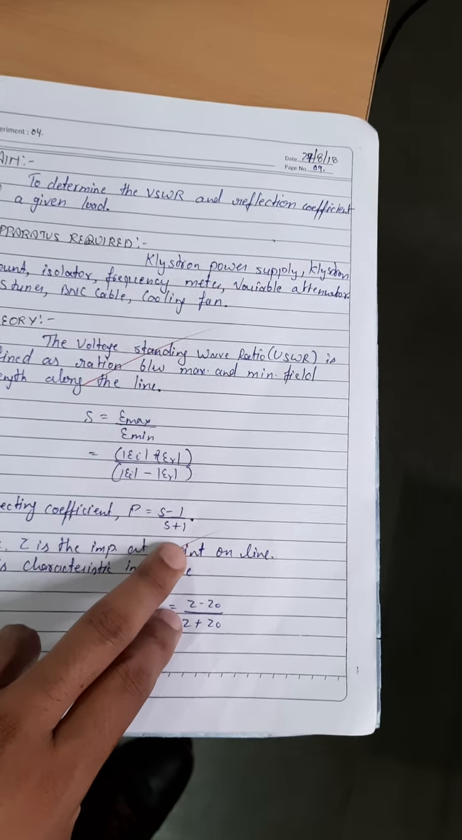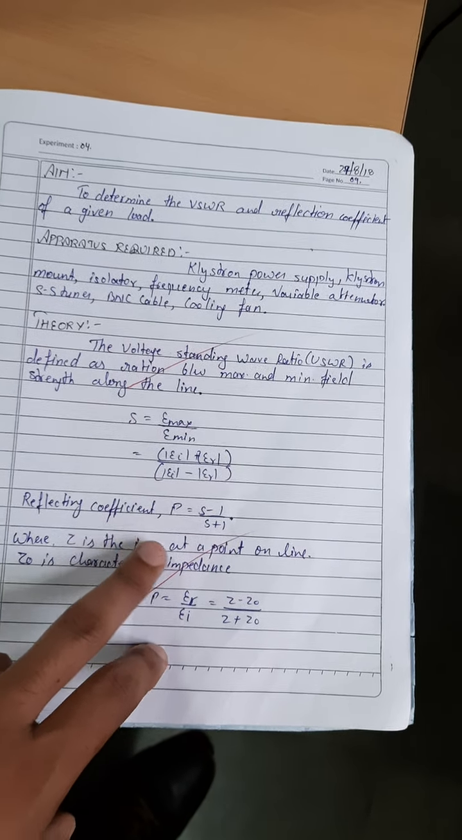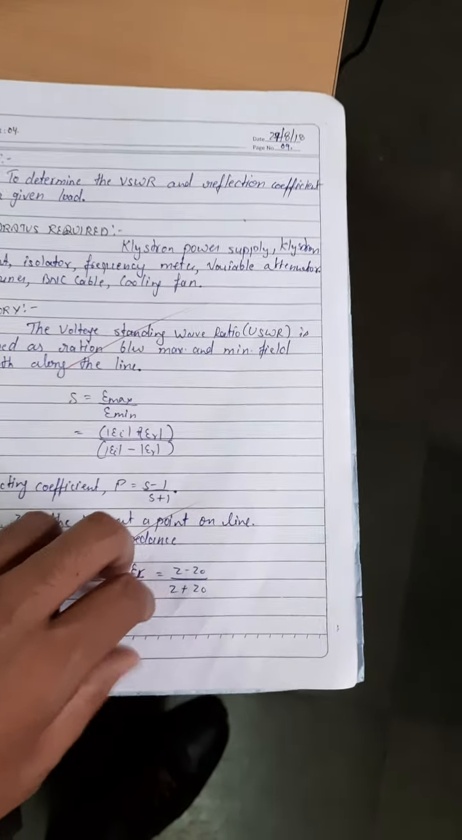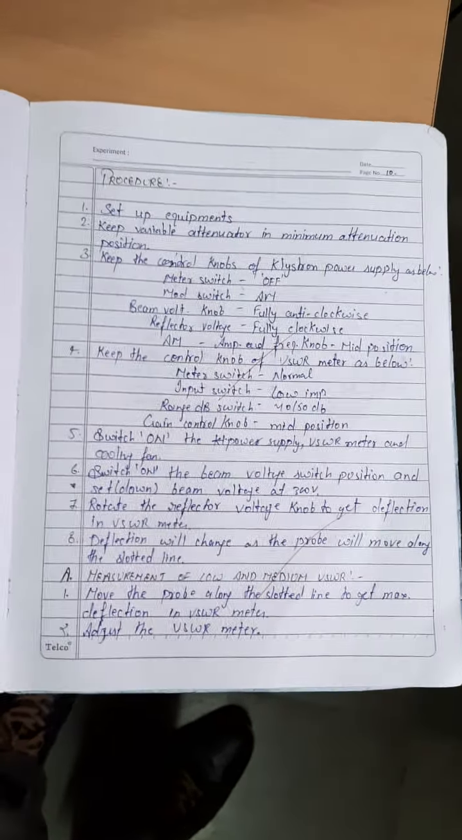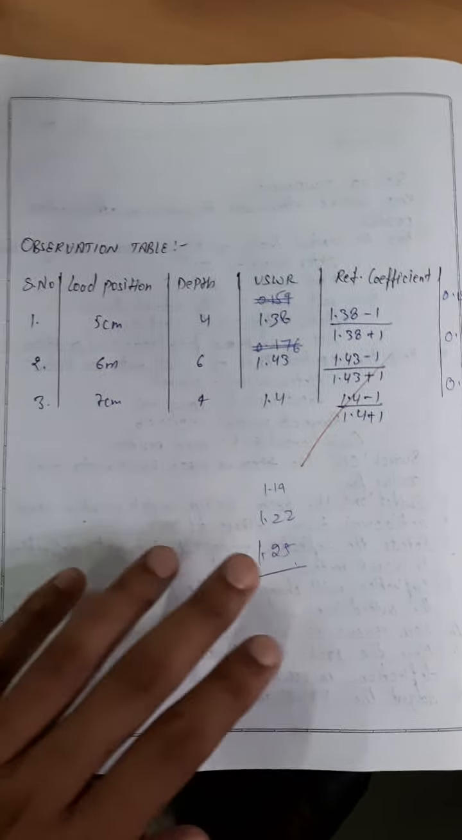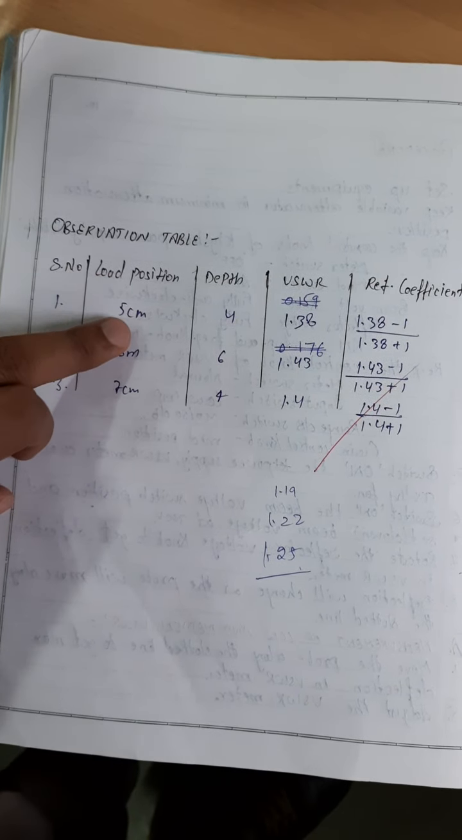Now, S minus 1 over S plus 1. You put this equation in and solve for your reflection coefficient. Now we go to your reading values. Next, you see here the observation table. There is a load position.